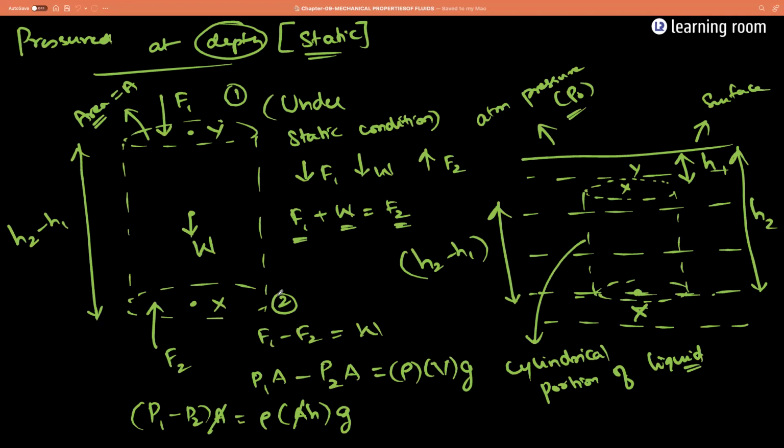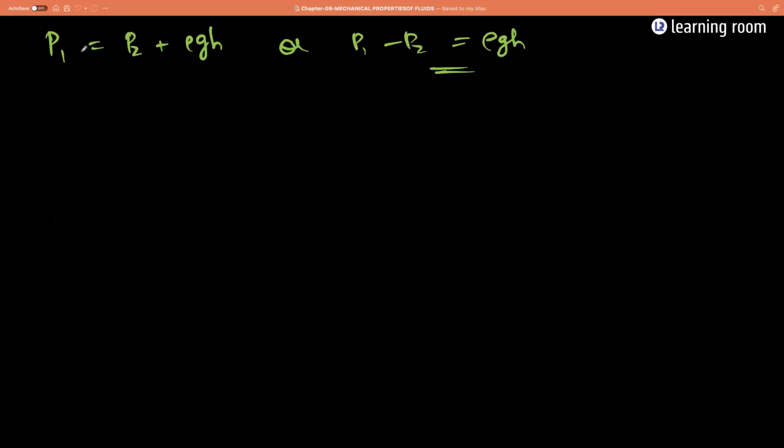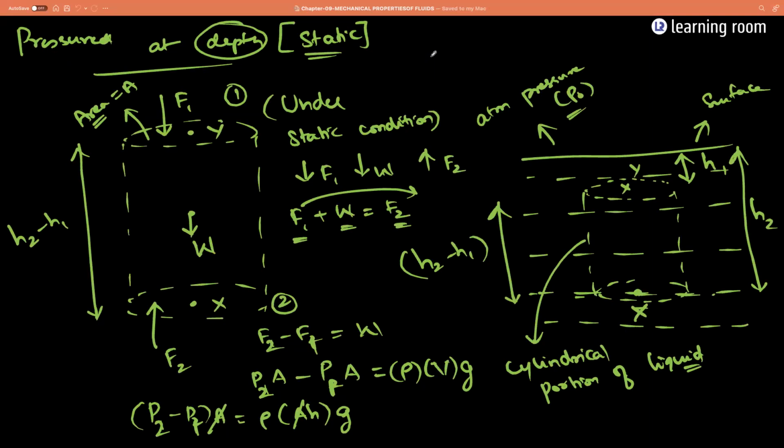Actually, there is a mistake. It is F2 minus F1, this will go to the other side. So P2 minus P1 into A is equal to this thing. So P2 minus P1 equals rho g h, and I get P2 is equal to P1 plus rho g h, because the pressure at the bottom is greater. Okay, make a note of this. I'll explain what the significance is. Write it down.